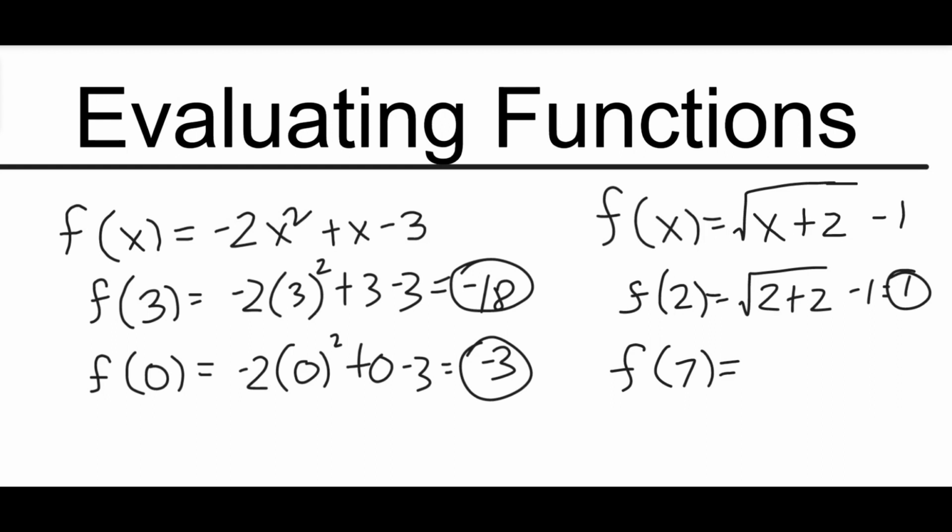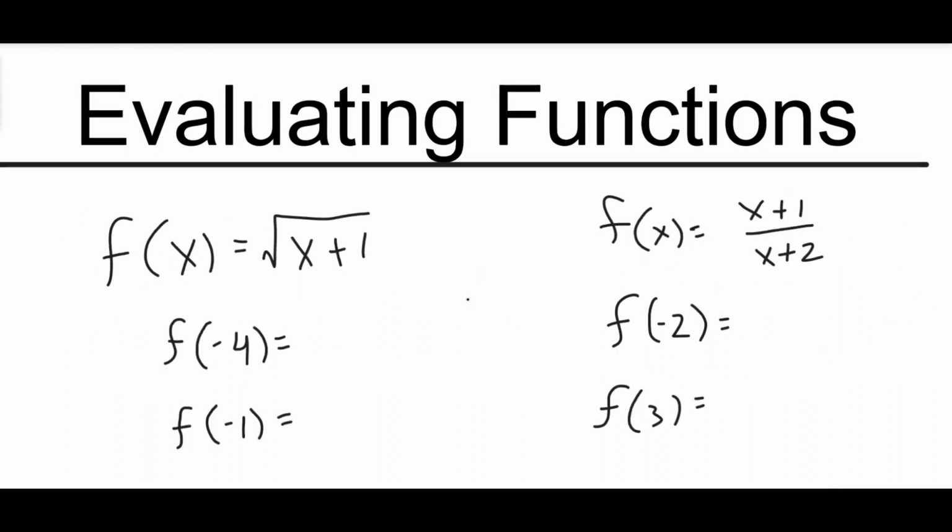What about f of 7? Again, we're just replacing x with 7. So we have the square root of 7 plus 2 minus 1. And 7 plus 2 is 9. The square root of 9 is 3, minus 1 equals 2. So that gives us f of 7 equals 2. Again, we're just plugging in our input, which in this case was 7, for all of the x's, so we can solve for our f of x or our y value.